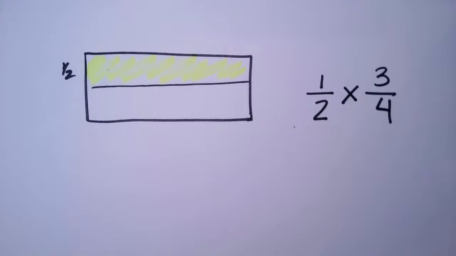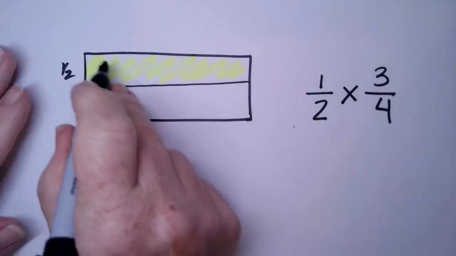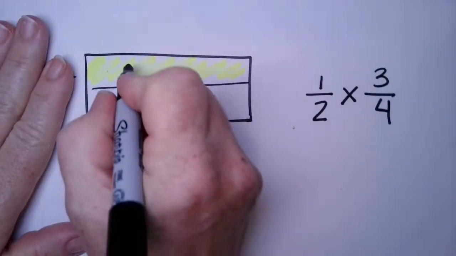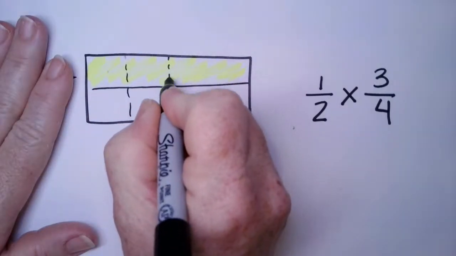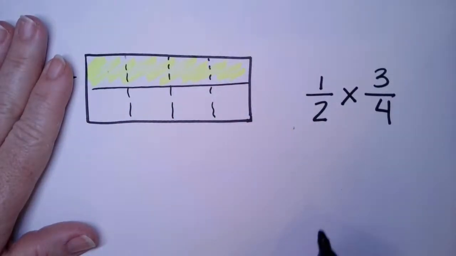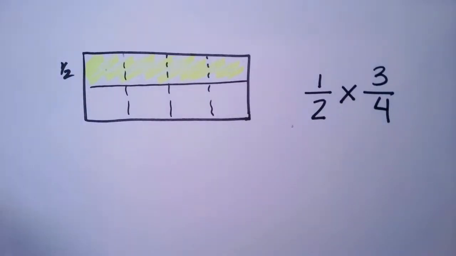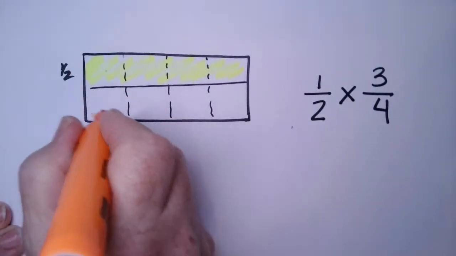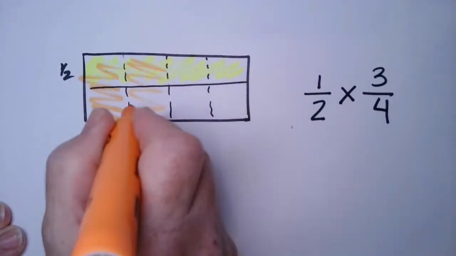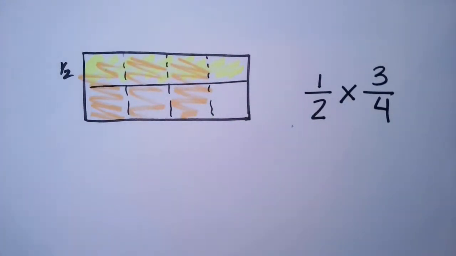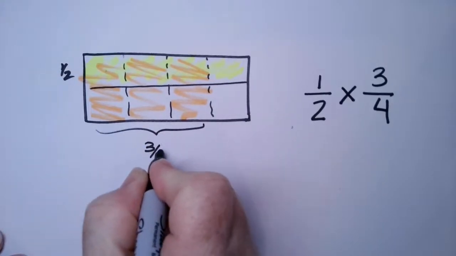Good. All right. I'm seeing some smiles. So we're going to divide this whole bar into quarters. So 1, 2, 3, 4. And we're going to color in 3/4. So let's color in 1/4, 2/4, 3/4, and that's it. I did it lighter this time so you could see the yellow. So this thing is 3/4.